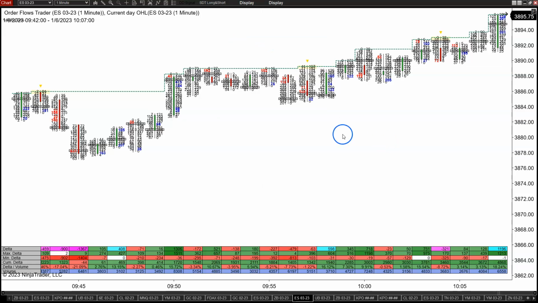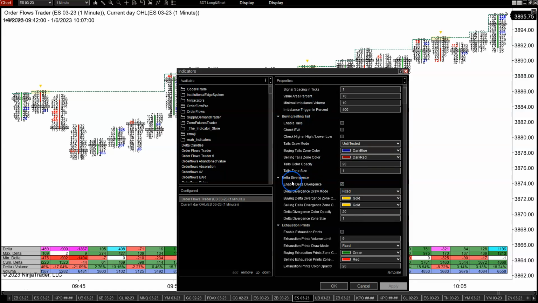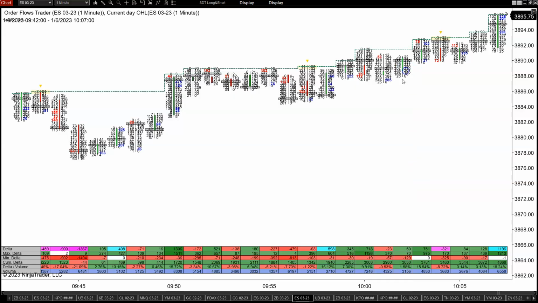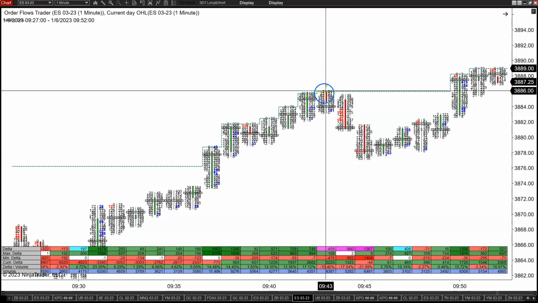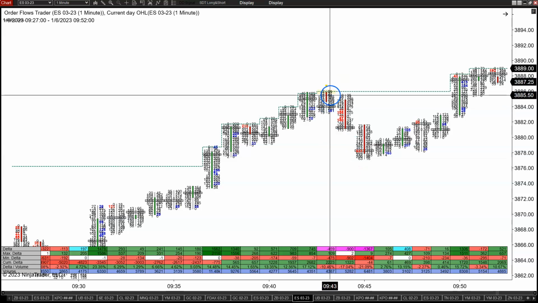So if you have my software, we have a setting for this actually. It's called the delta divergence, and it's just right up here near the top. If it's enabled, the software will draw a gold box at the top. Obviously, there'll be a gold arrow. You could draw it fixed or until tested. I just like to keep it fixed.